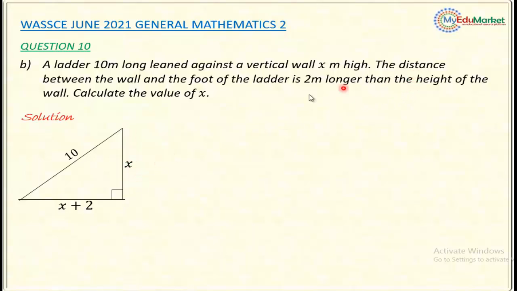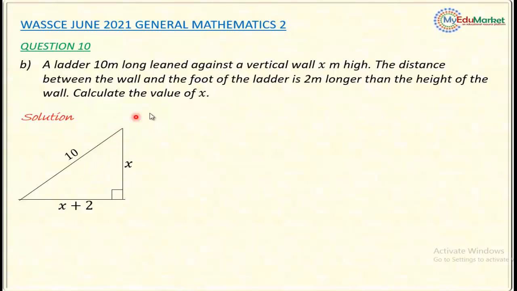And the question says the distance between the wall and the foot of the ladder. This is the wall, this is the foot of the ladder. So this distance from the wall to the foot of the ladder is 2 meters longer than the height of the wall, and the height of the wall is x. So I add 2 to the height of the wall, so it will give me this distance from the foot of the ladder to the wall. So with that I have made my drawing correctly.